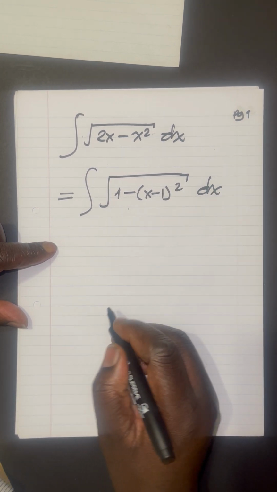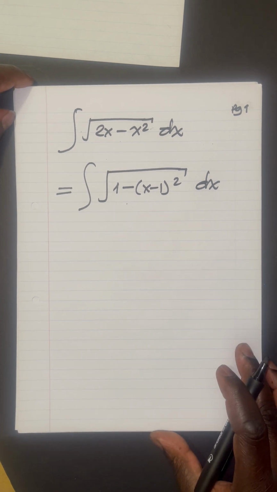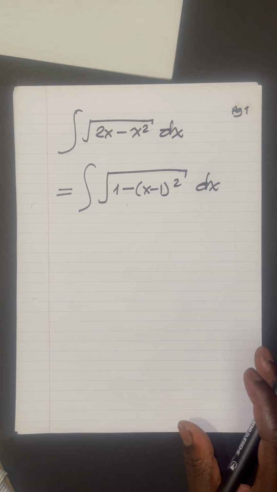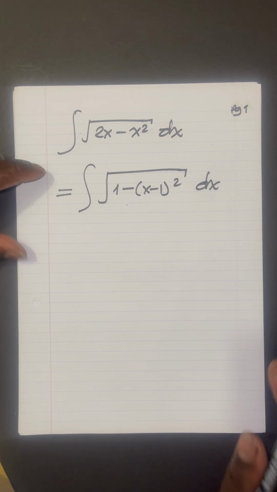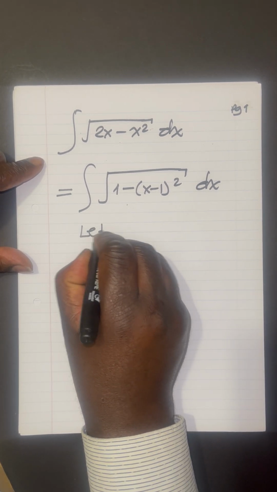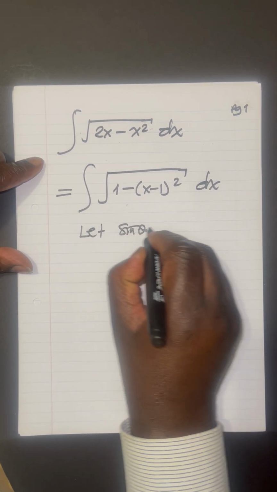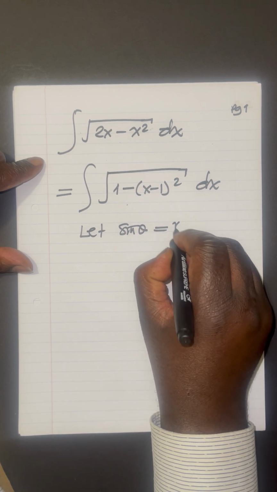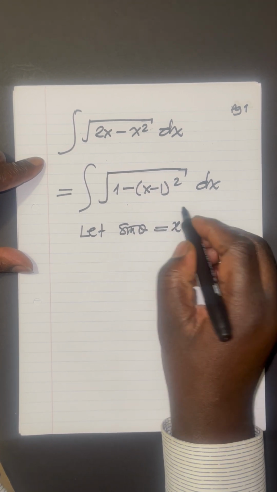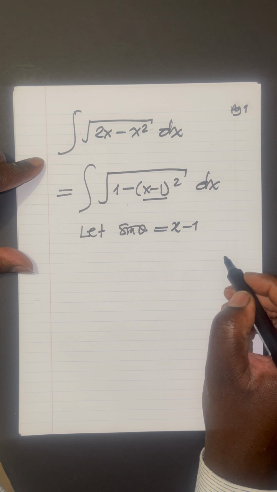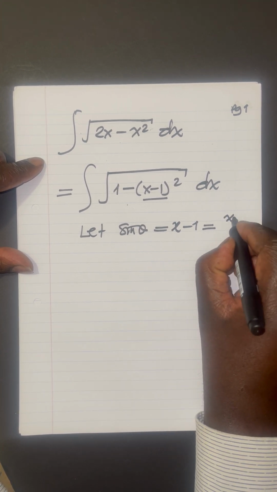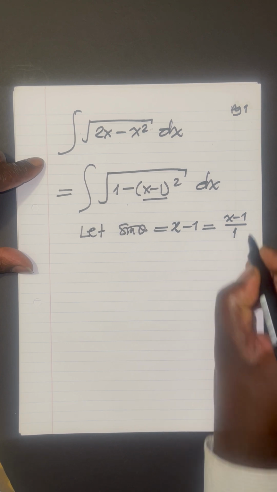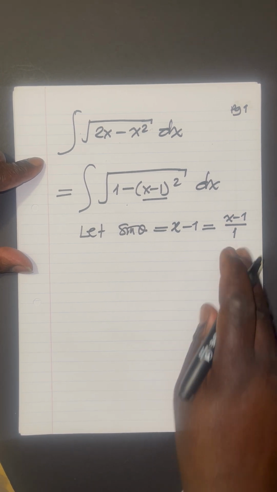At this stage, trig substitution should come in, and we're specifically looking at sine. So what are we saying? Basically, we're saying at this stage, we're going to let sine of theta be equal to x minus 1, this part here. And therefore, you can agree with me that this is the same as x minus 1 all over 1. Why am I writing it like this?